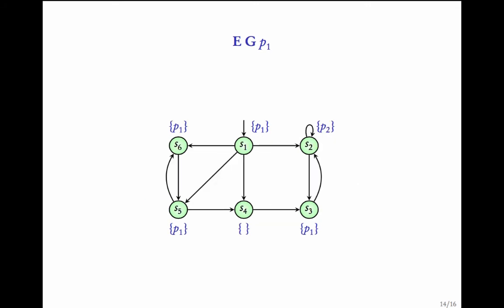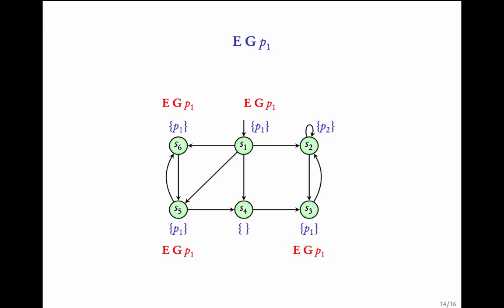Let's look at another example. This is a transition system and we want to check EGP1 on this transition system. First step, mark every state with EGP1. Second step, remove this label from states which do not satisfy P1, S4 and S2. You remove the label from S4 and S2 because they do not satisfy P1.